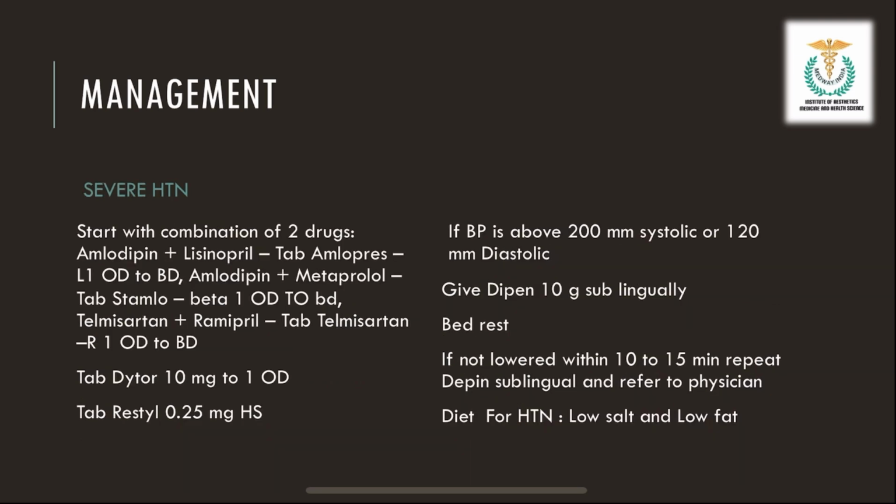Moving on to severe hypertension. So what are the things you have to do in case of severe hypertension? Here the systolic will be 160 to 180 and diastolic will be 100 to 110 mmHg. Here we can start with a combination of two drugs, for example, amlodipine plus lisinopril, Tab Amlo L 1 OD to BD. Amlodipine plus metoprolol, that is Tab Stamlo Beta 1 OD to BD, can be advised. Or you can also advise telmisartan plus ramipril, that is Tab Telmisartan R 1 OD to BD.